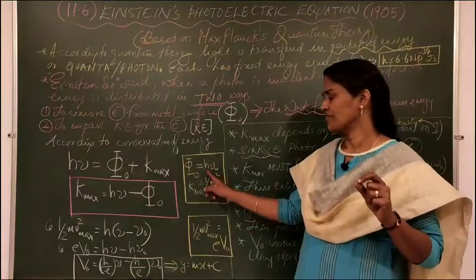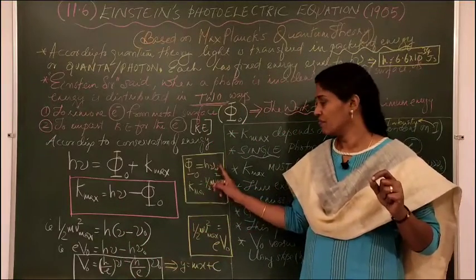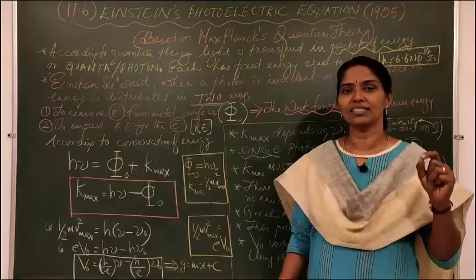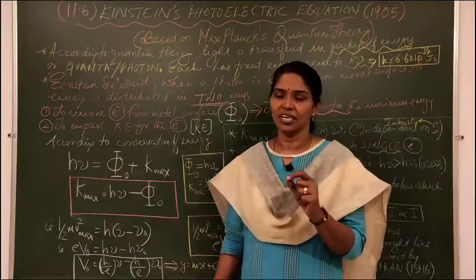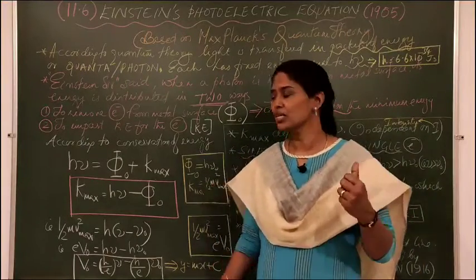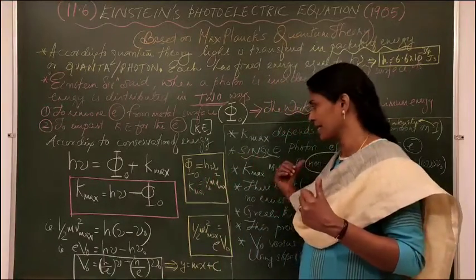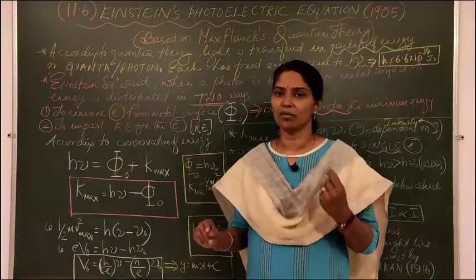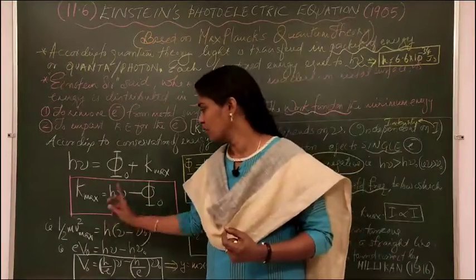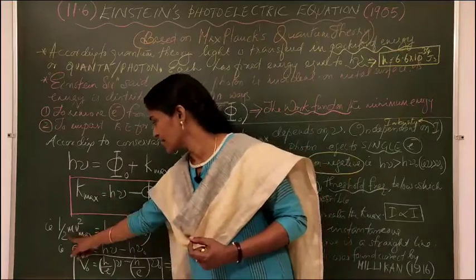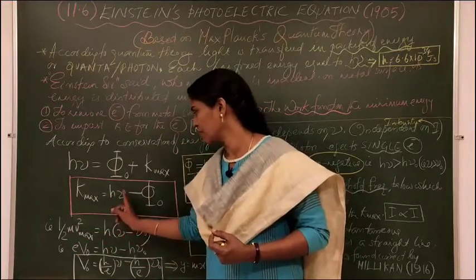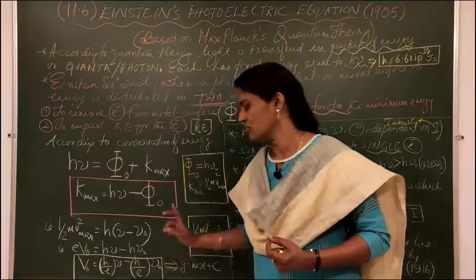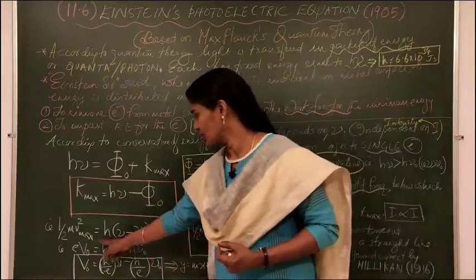Phi 0 is given as h nu 0, where nu 0 is known as the threshold frequency. We have discussed it in earlier videos. Threshold frequency will come back again, and the maximum kinetic energy is half m v square maximum. Now substitute here, and what you will get is: kinetic energy maximum, half m v square maximum, equals h nu minus h nu 0. So this is what you will get.